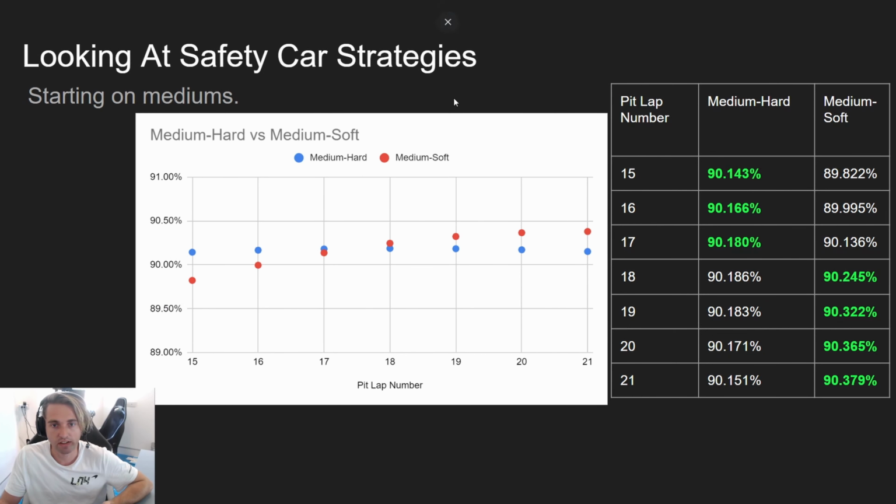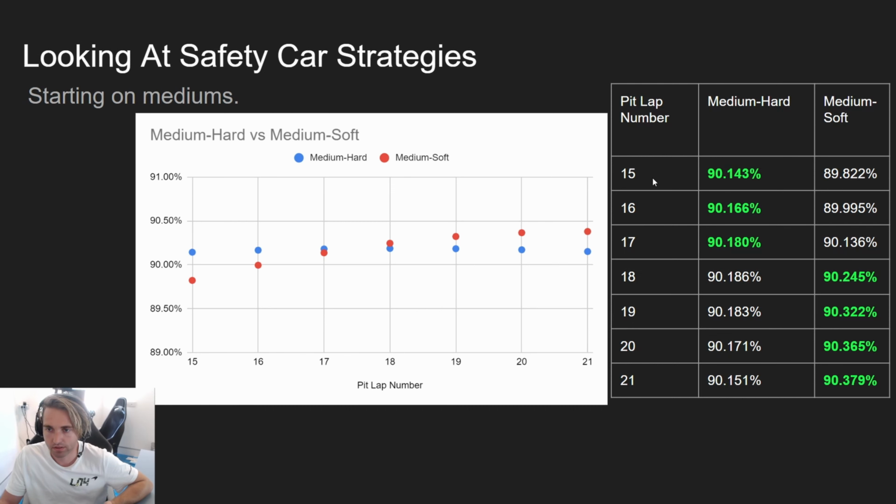So this is looking at safety car strategies if you're starting on mediums. What we're looking at here is the blue dots are the medium hard strategy and the red dots are the medium soft. And we got pit lap number over here. Same thing, it's just being plotted on the right over here.